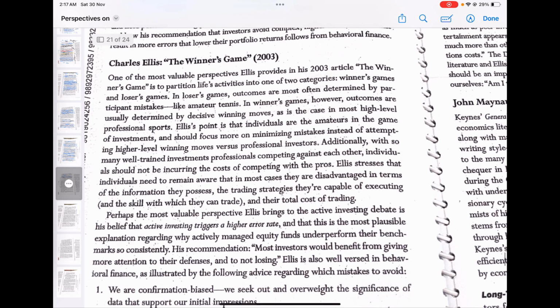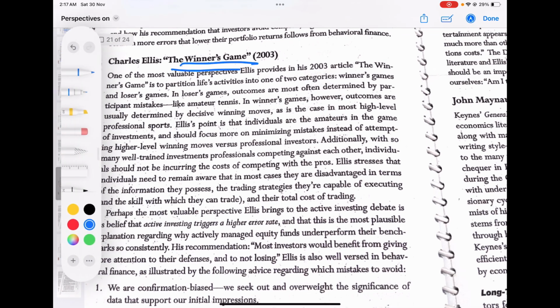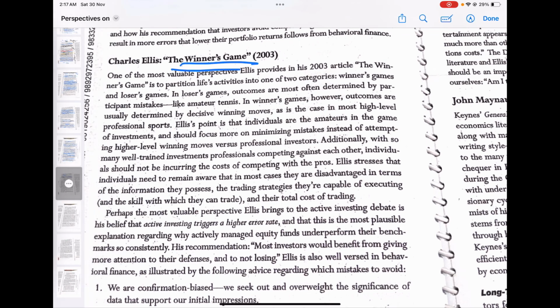Okay, again we are talking about Charles Ellis, his 2003 article, which was The Winner's Game. So this also gave a really major contribution to the industry.